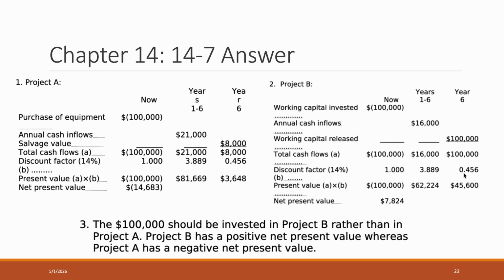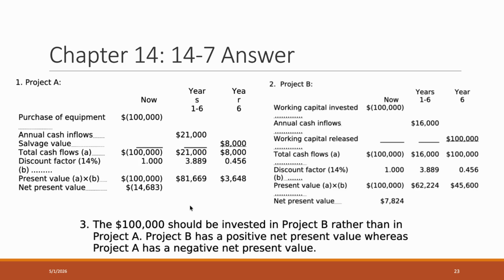that with the year 6 14% discount factor of 0.456. And that gives us a present value of $45,600, meaning our net present value is positive of $7,824. So now the final question: which project should we invest in? Well, the $100,000 should be invested in Project B rather than Project A, as Project B has the positive net present value, whereas Project A has a negative net present value.